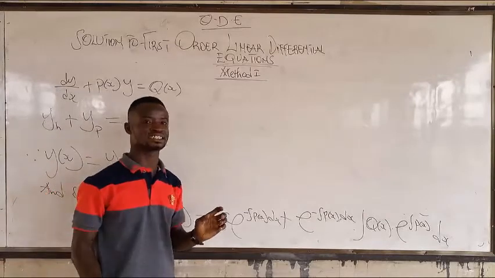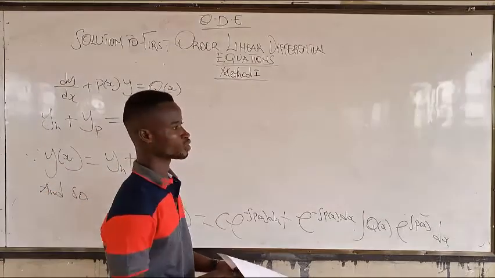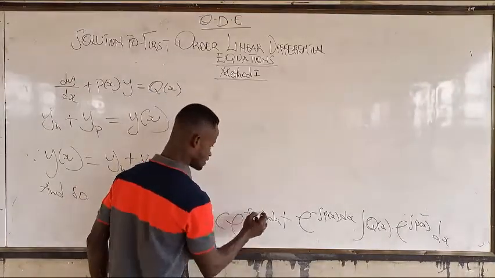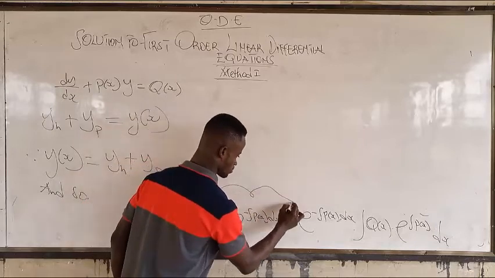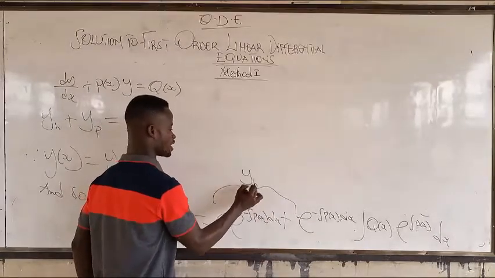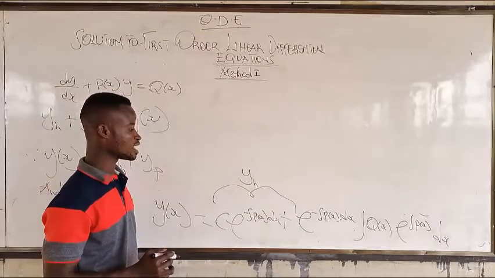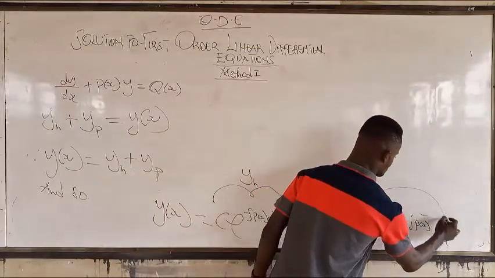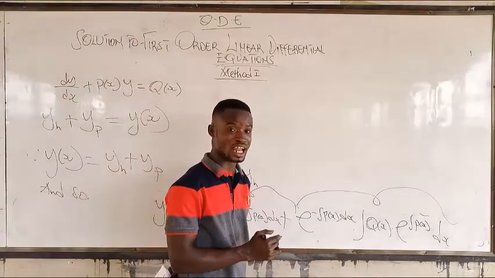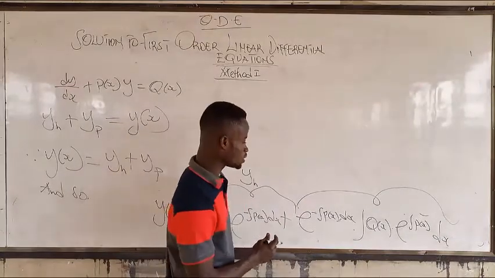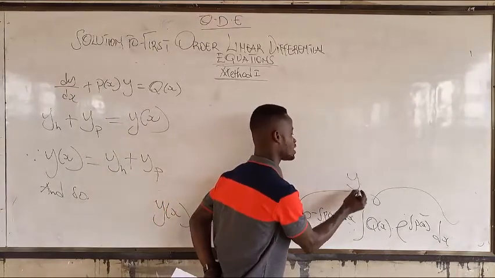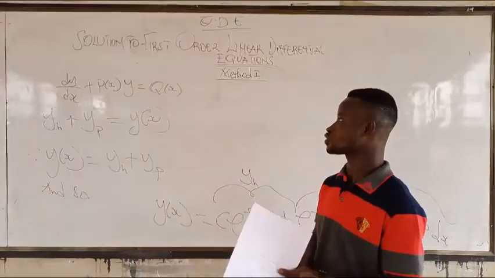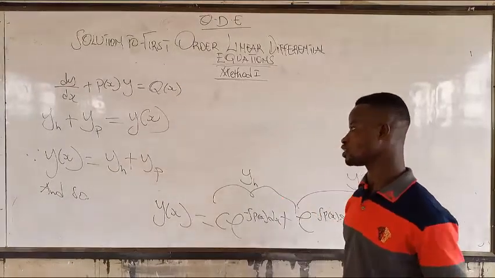So for you to get the general solution, it gets you finding this y of h, that is for the homogeneous part. And for the non-homogeneous part, or for the particular solution, let me say that, that will be from this side to this side. And that is y of p. So by combining it, you get the general solution for the whole non-homogeneous equation.